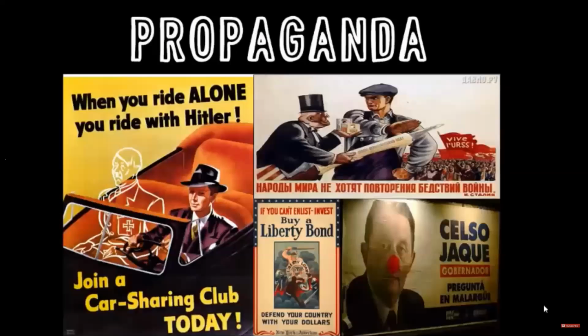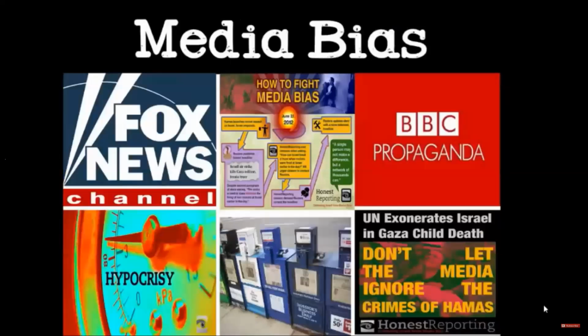Propaganda uses images to get the message across, and usually symbolism as well. So look for the symbol and the message in your test question. Another thing you have to consider is media bias.